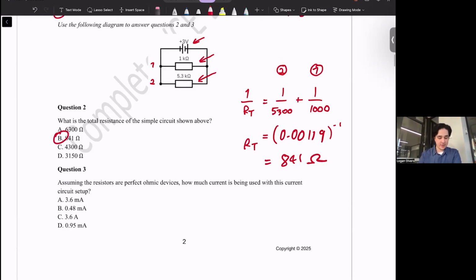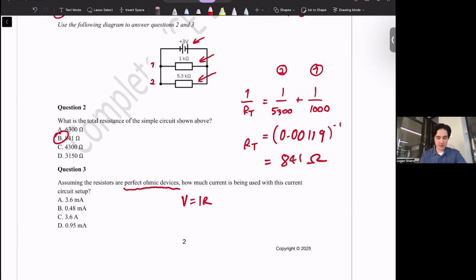So question 3, assuming that the resistors are perfect ohmic devices, how much current is being used with this current circuit setup? Pun not intended. But the first thing we have to identify in this question is the perfect ohmic devices phrase here. You can pretty much interpret it as just the devices all follow Ohm's law. So that is, they all follow V equals I R. There's no change in that. So what this means is that we can pretty much just use this formula.